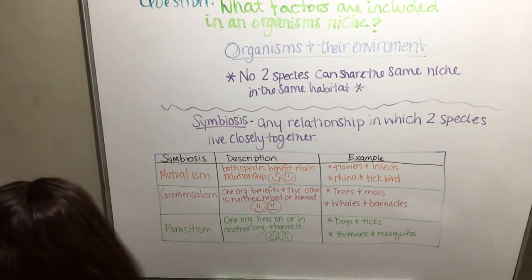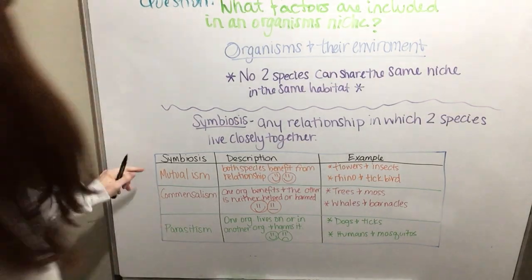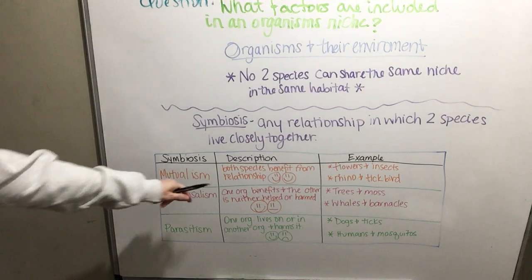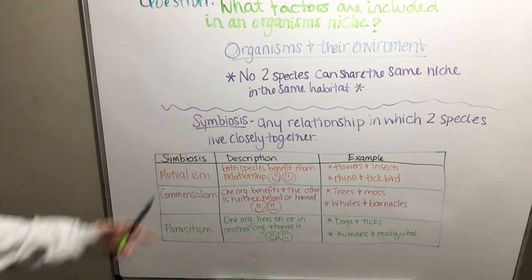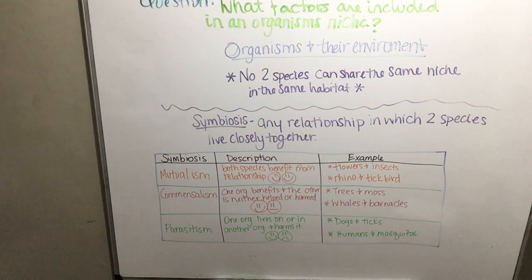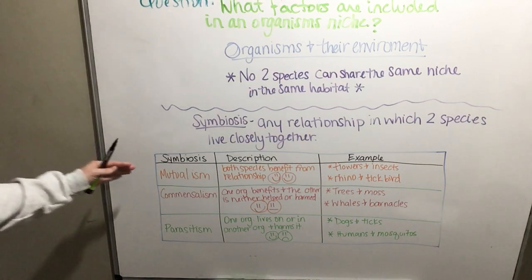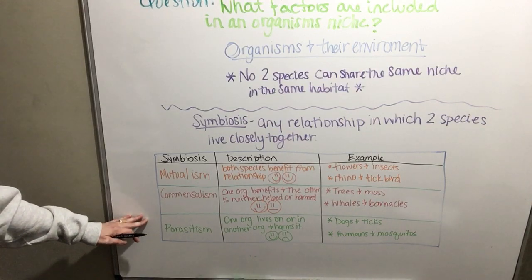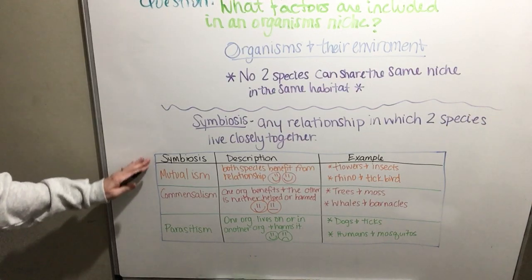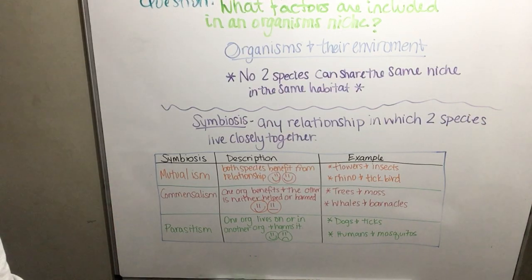Okay, so those are our 3 types of symbiosis: mutualism, commensalism, parasitism. You need to understand, are they both benefiting? Is one benefiting and one not being harmed? Or is one benefiting and the other being harmed? By knowing that, then if I give you any scenario in any 2 organisms and tell you how they interact, you can tell me what kind of symbiotic relationship they have. They have one of these 3 symbiotic relationships.